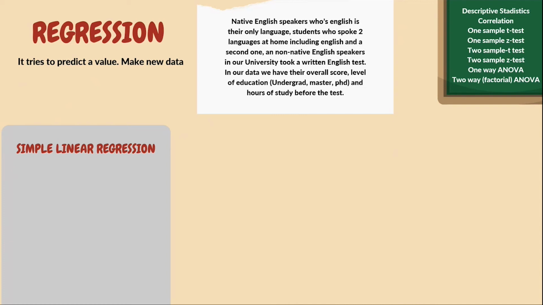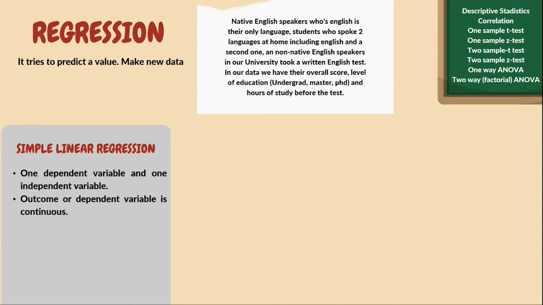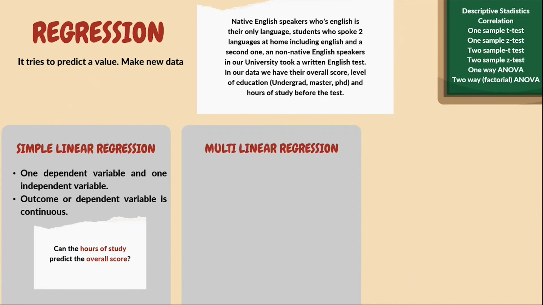In simple linear regression, one dependent variable and one independent variable are used, and the outcome or the dependent variable that we are trying to predict is continuous, a number. For example, can the hours of study predict the score? Hours of study is one of the variables, a continuous variable, and the variable that we want to predict is also a continuous variable, the score, a number.